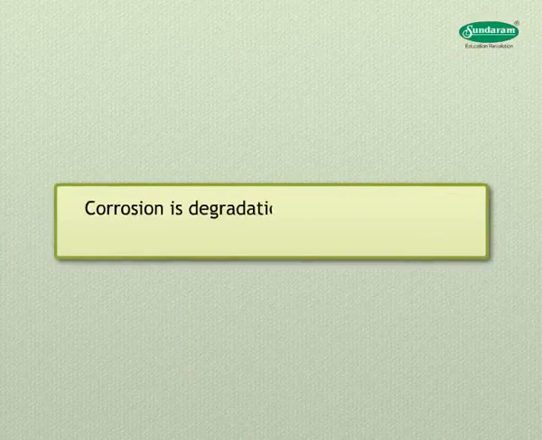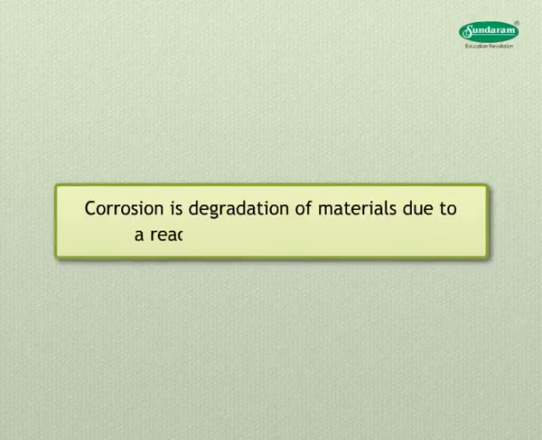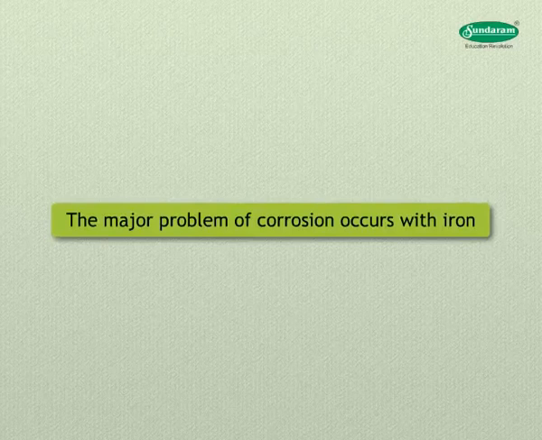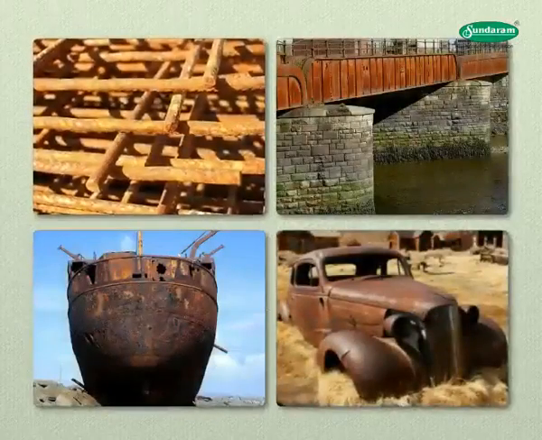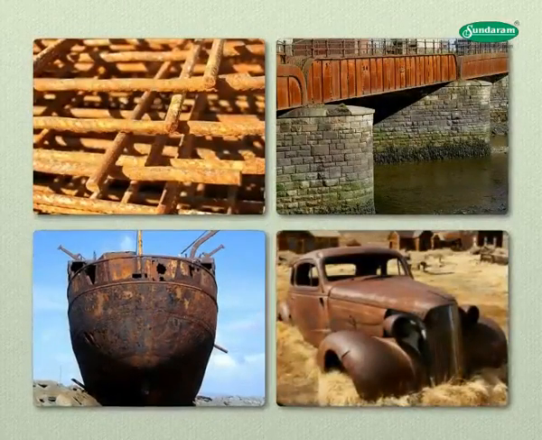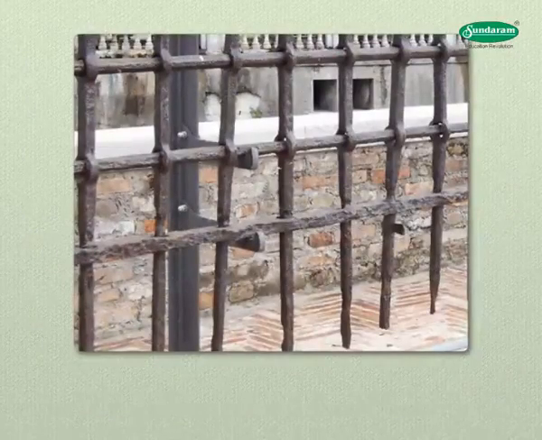Corrosion of metals. Corrosion is degradation of materials due to a reaction with its environment. The major problem of corrosion occurs with iron since it is used as a structural material in constructions, bridges, shipbuilding, automobiles, etc. Have you ever observed old iron grills in the buildings?